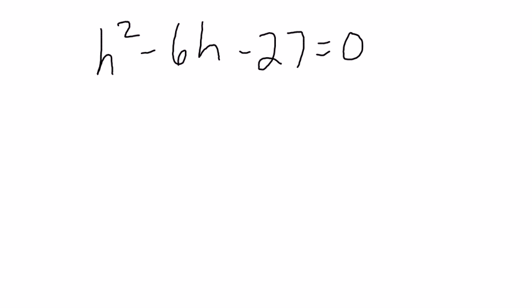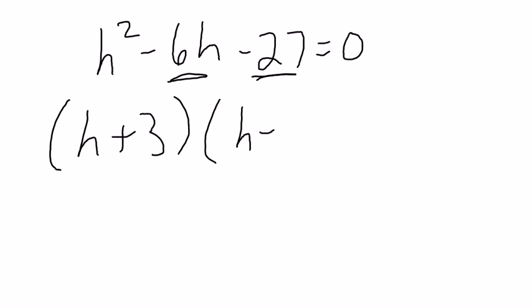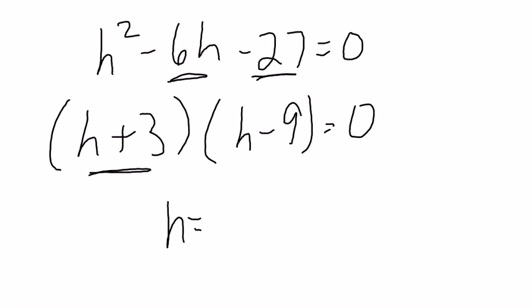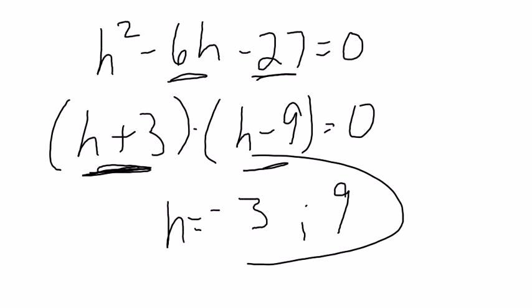Two numbers that multiply to get negative 27, and whose difference is negative 6. How about 3 and 9? Using the zero property of multiplication, h plus 3, to make this whole thing equal 0, h could be negative 3 or h could be positive 9. Those are your two possibilities, and that's what it was asking for. Negative 3 and 9 are the answers.